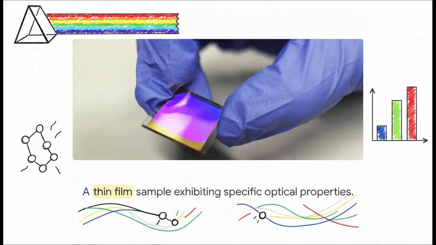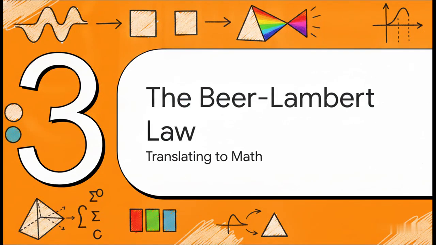When you look at a thin film sample and see those crazy, vibrant colors, you're not just looking at pigment. Those colors are the direct result of the material's unique structural and molecular properties interacting with light. The molecules are absorbing certain wavelengths from the visible spectrum and reflecting others back at us. And that is exactly where the whole idea of color and absorption comes into play. By precisely measuring which wavelengths are absorbed, we can effectively fingerprint the molecule. Which brings us to Part 3, decoding the Beer-Lambert law.